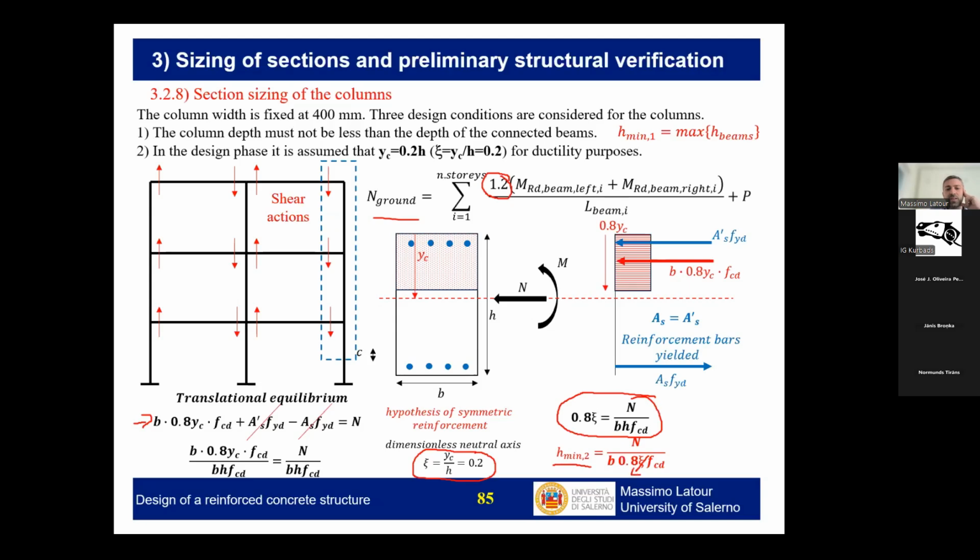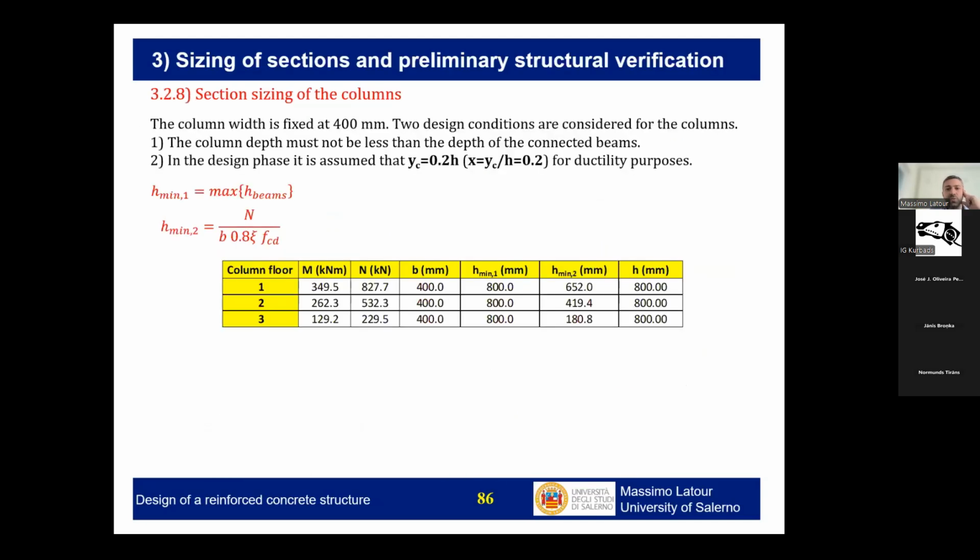So if we fix the non-dimensional neutral axis to 0.2, we get a very basic design equation which can be used to define the size of the column. As a suggestion, to respect the hierarchy later on, it is better if the column does not have a depth which is less than the depth of the connected beam.